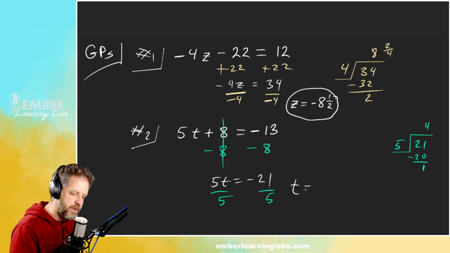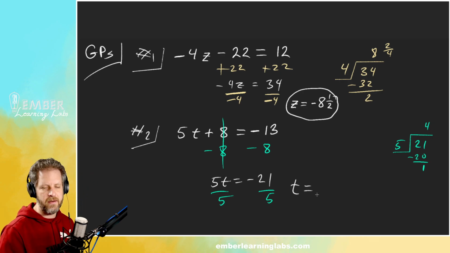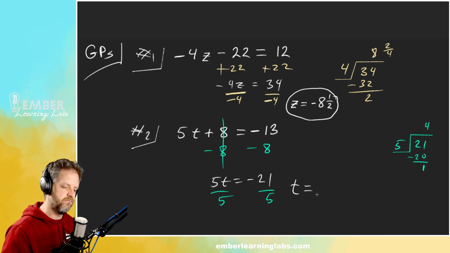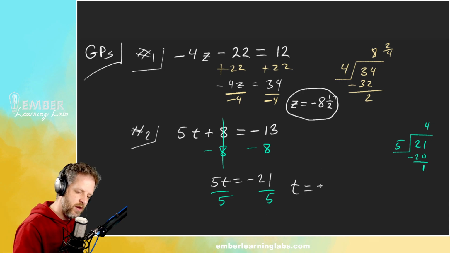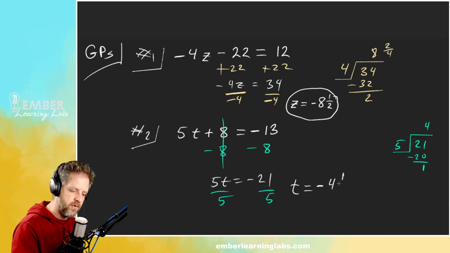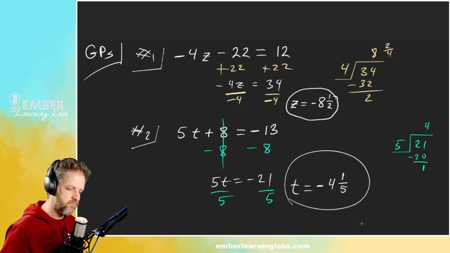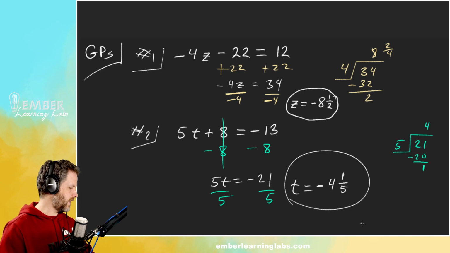T equals, is it positive or negative? Start with that. Positive. Are the signs the same or different? It's going to be a negative. Yeah. Negative 4. And remember, we put 1 over 5, right? How's that look?